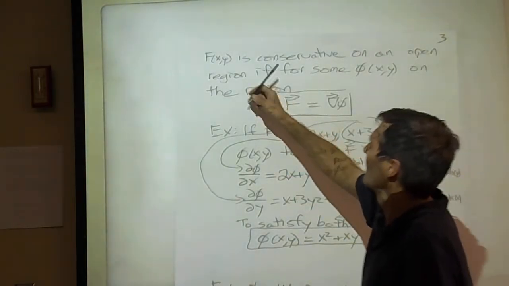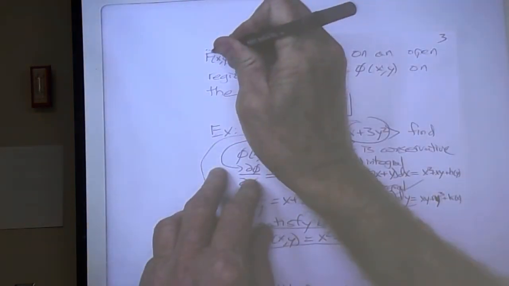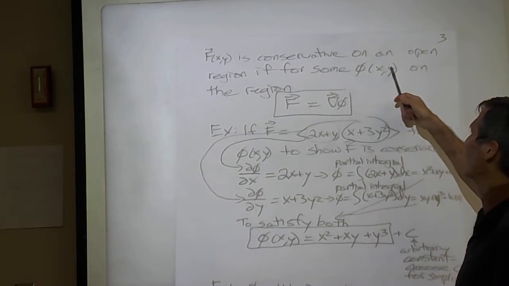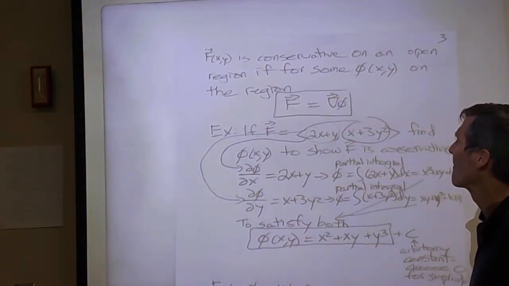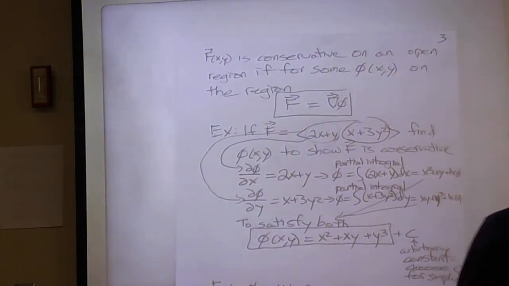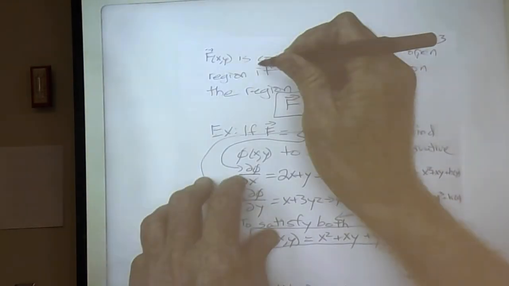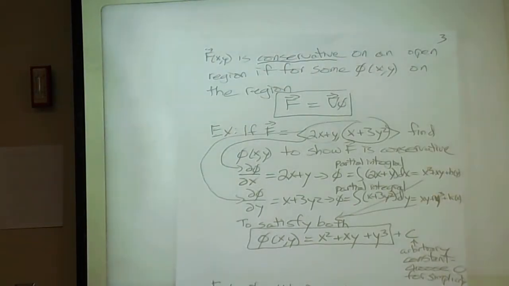A vector, I should have put a vector over the top. A vector field is conservative on an open region if for some function phi of xy defined on the region, f is the gradient of a function. Alright? Does that term conservative sound familiar? Think of conservative forces in physics. Right? Like gravity is conservative.